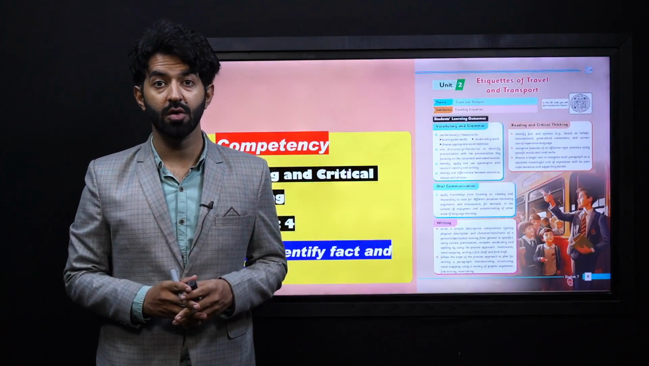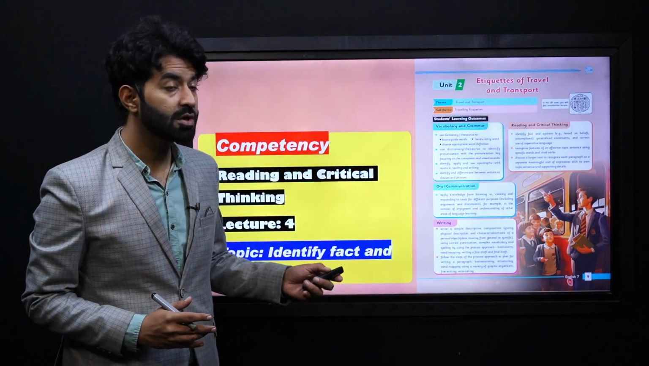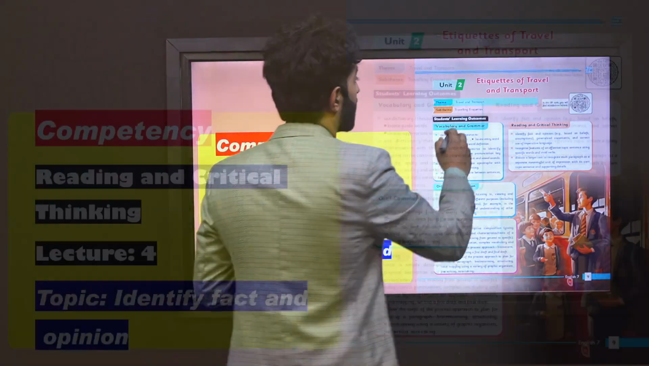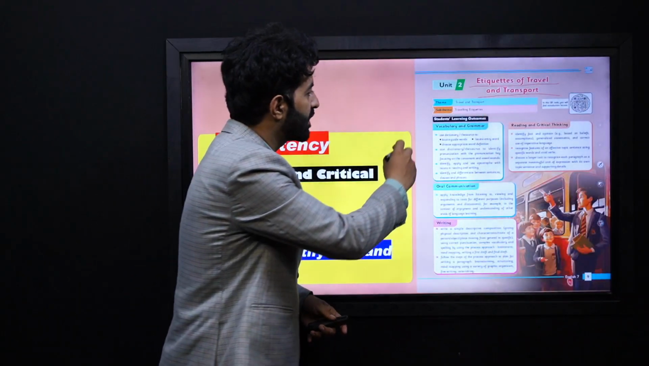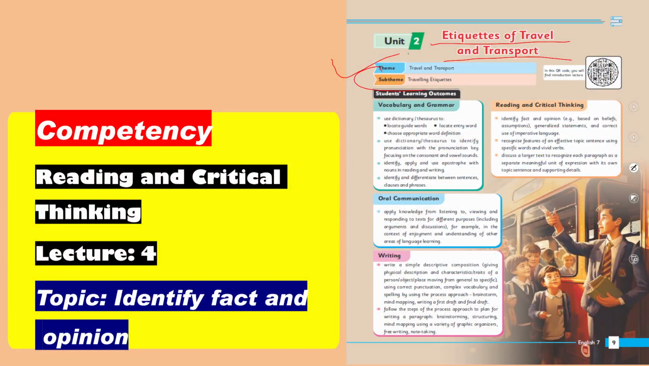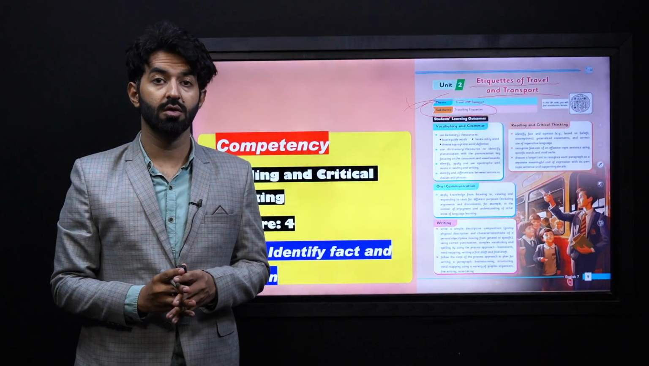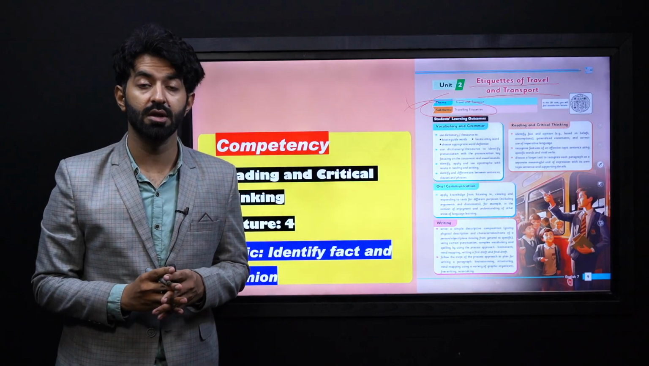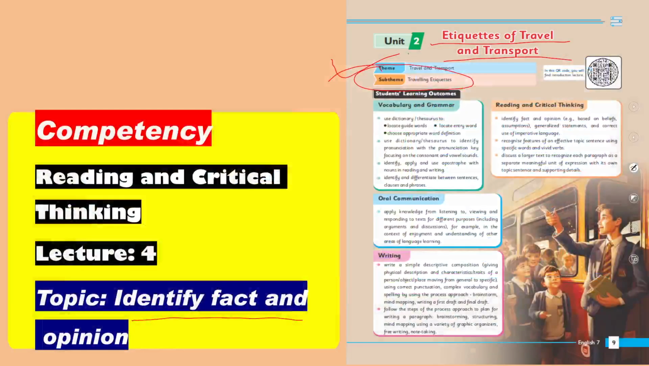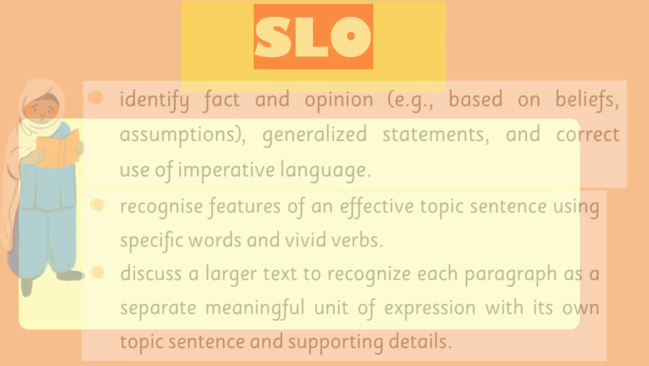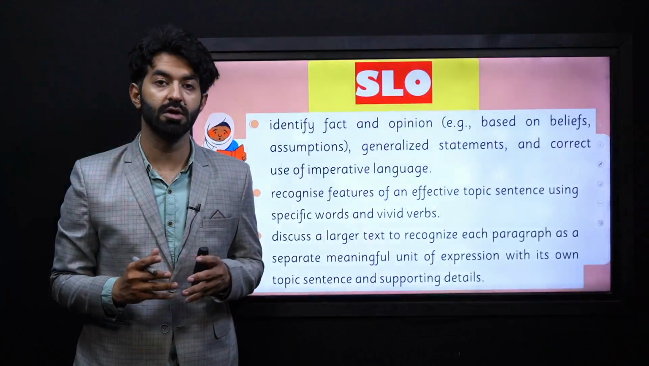Now, we know that we are going to deal with unit number 2 of the book, Etiquettes of Travel and Transport. The theme is about travel and transport and the sub-theme is traveling etiquettes. Now, in this video lesson, we are going to see the competency of reading and critical thinking, and we are learning about identifying fact and opinion. This will be our lecture number 4. Now, let's begin by reading our students' learning outcome for this lesson.